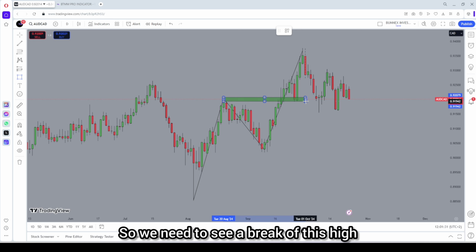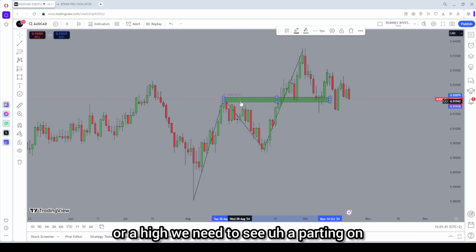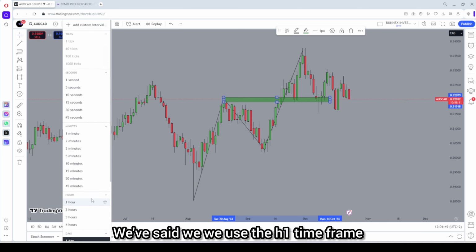So we need to see a break of a low or a high, and then after that break, we need to see a pattern on the lower time frame. What is the lower time frame? We've said we use the H1 time frame.